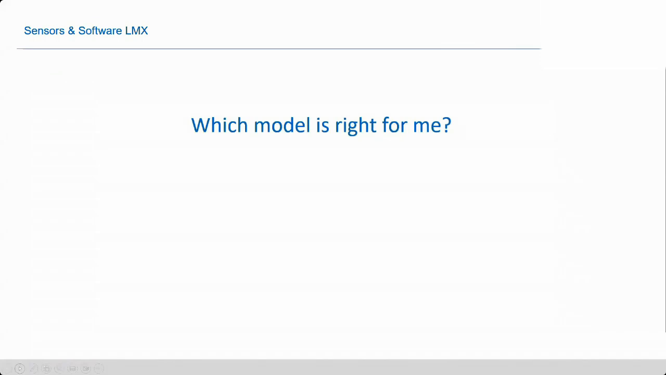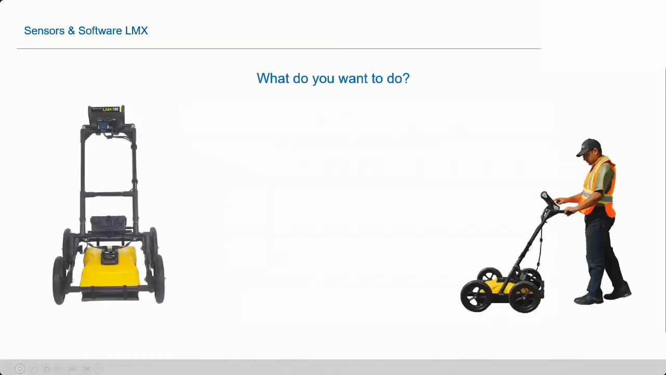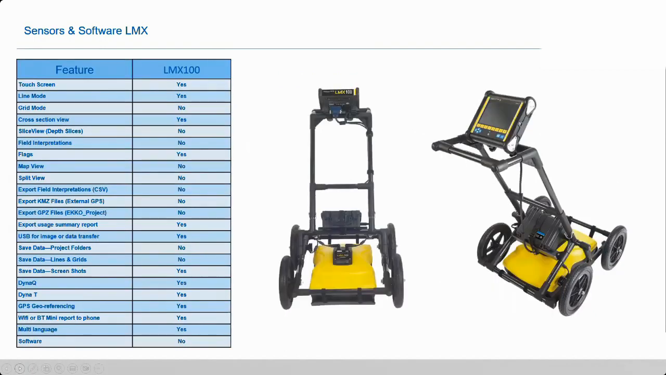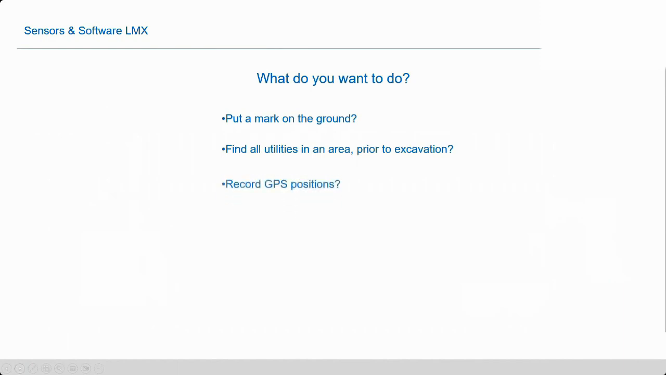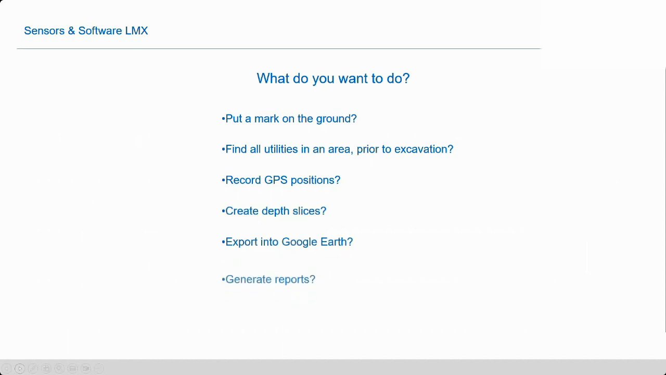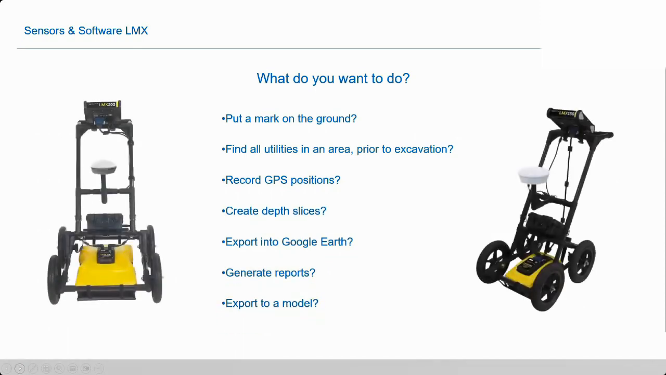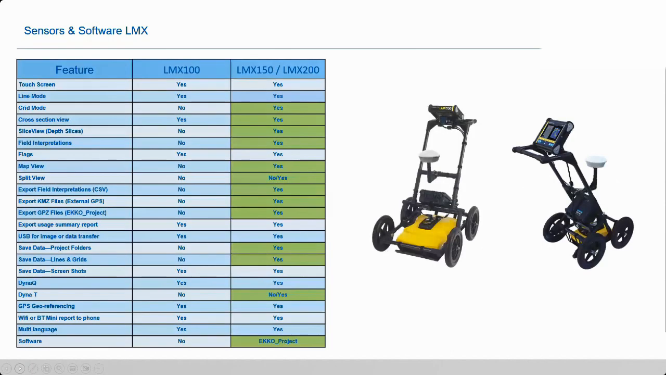So which model's right for you? Now, if you just want to put a mark on the ground and find utilities prior to excavation and take screenshots, well, LMX-100. That'll do everything you need. But if you want to record the positions and create depth slices, export into Google Earth and generate reports, or perhaps export to a model, you're looking at the LMX-200 and LMX-150. And we can see there the green bits are the differences.